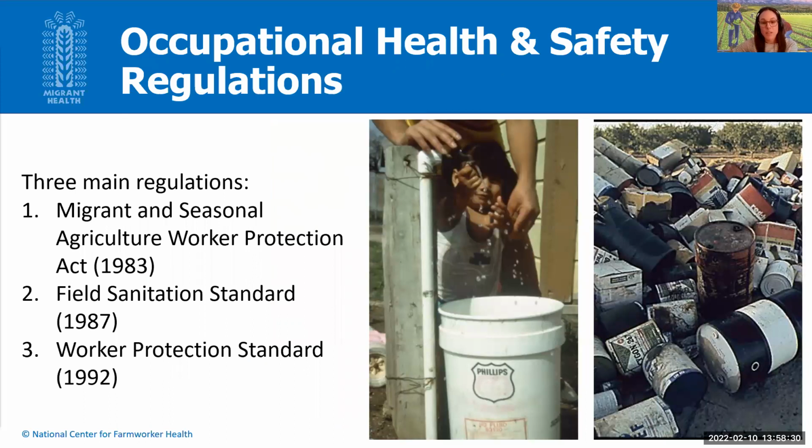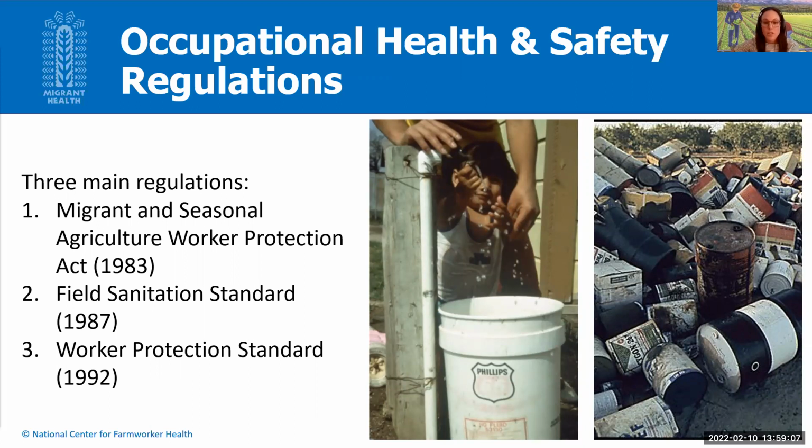So to address some of these occupational environmental risks, there are three main regulations that have been put into place that are specific to ag workers. The first is the Department of Labor put into place Migrant and Seasonal Worker Protection Act of 1983. This establishes the right of ag workers and the guidelines for labor contractors to follow. The second, OSHA put into place the Field Sanitation Standard of 1987. This applies in all states and requires the availability of water and sanitary toilet facilities.